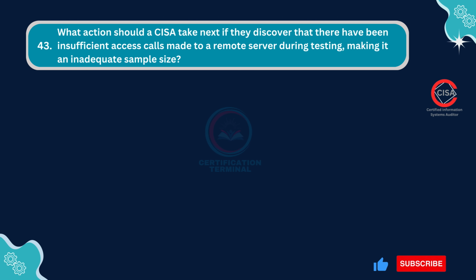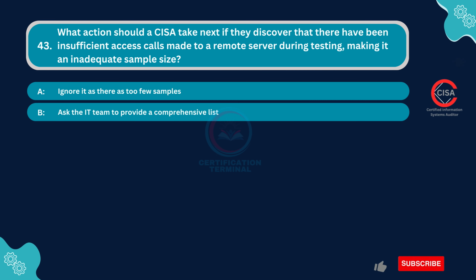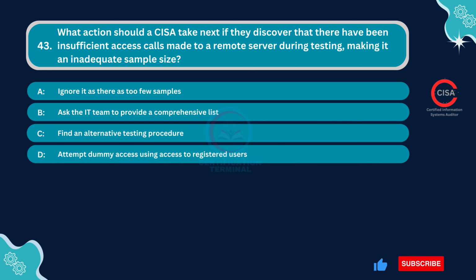Question number 43. What action should a CISA take next if they discover that there have been insufficient access calls made to a remote server during testing, making it an inadequate sample size? Option A, ignore it as there is too few samples. Option B, ask the IT team to provide a comprehensive list. Option C, find an alternative testing procedure. Option D, attempt dummy access using access to registered users.